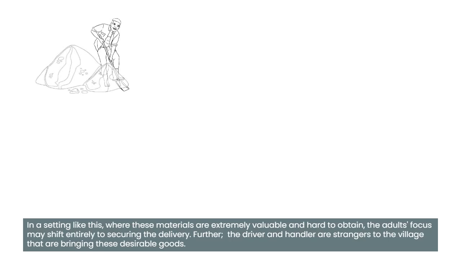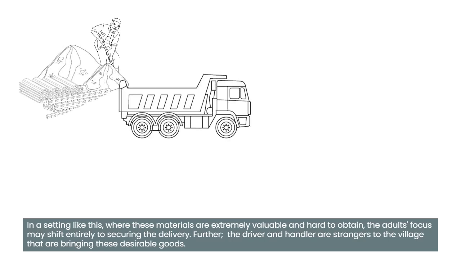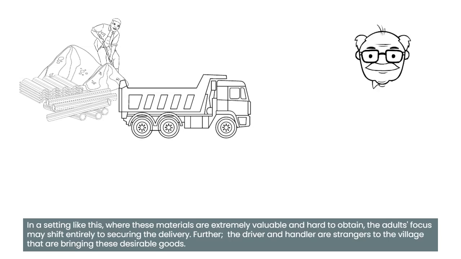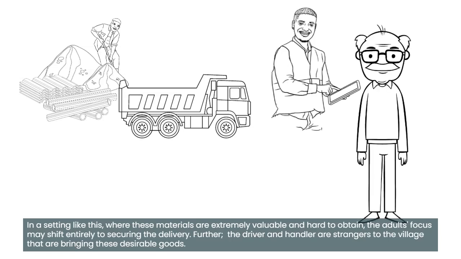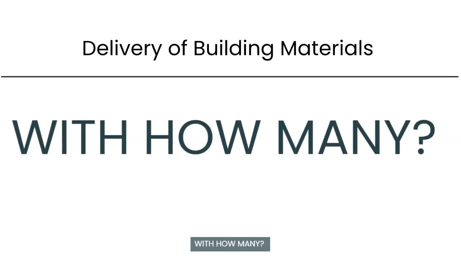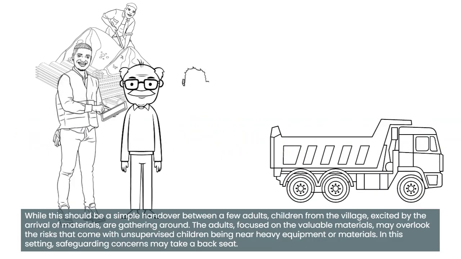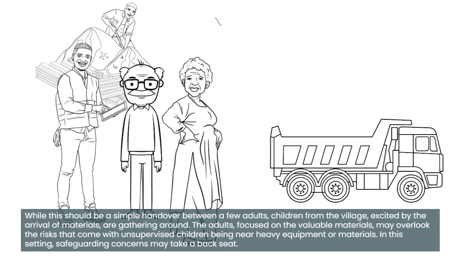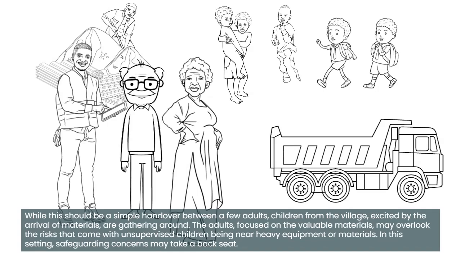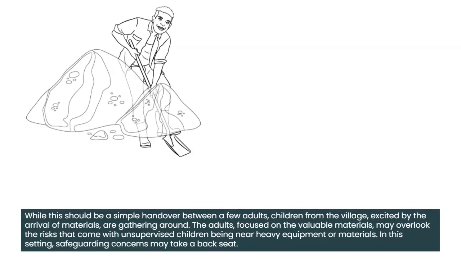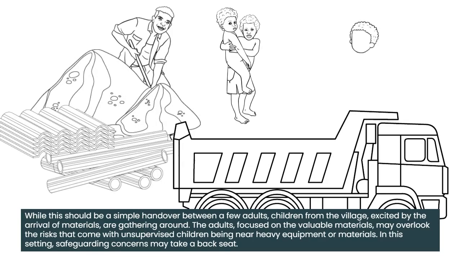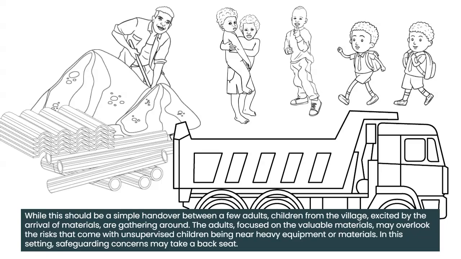In a setting like this, where these materials are extremely valuable and hard to obtain, the adults' focus may shift entirely to securing the delivery. Further, the driver and handler are strangers to the village that are bringing these desirable goods. With how many? While this should be a simple handover between a few adults, children from the village, excited by the arrival of materials, are gathering around. The adults, focused on the valuable materials, may overlook the risks that come with unsupervised children being near heavy equipment or materials. In this setting, safeguarding concerns may take a back seat.